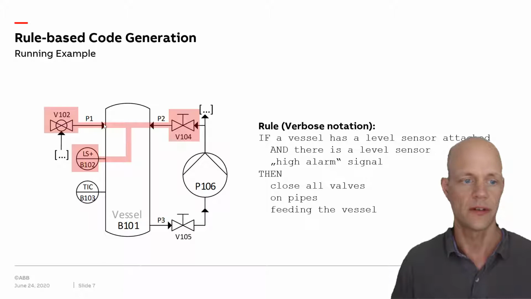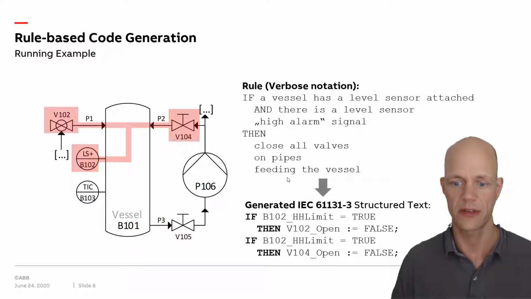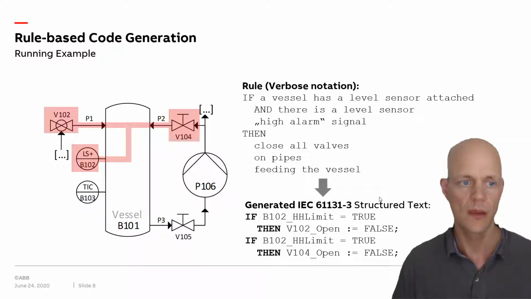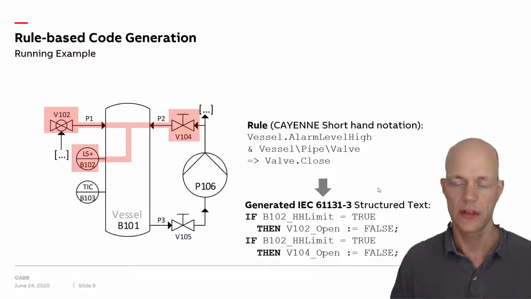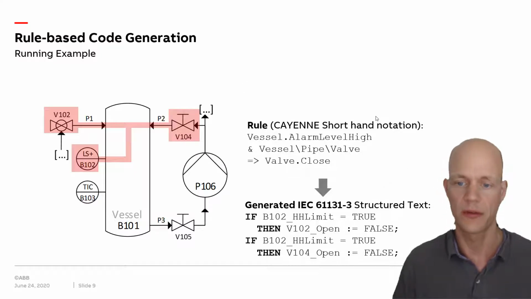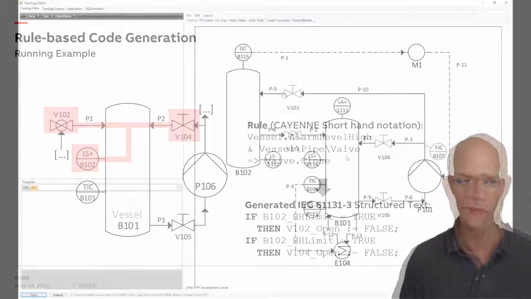These instances could then be used to generate IEC 61131 structured text. So if the level sensor with this tag number raises a high limit, then we set the open signal for the valve to false and also for the other valve. We also developed a shorthand notation for the rules, which allows a streamlined specification of new rules, and essentially says the same thing: the vessel alarm level high, and the vessel is connected backwards to a pipe and then backwards to a valve, then close that valve. That can be instantiated through the whole topology model.